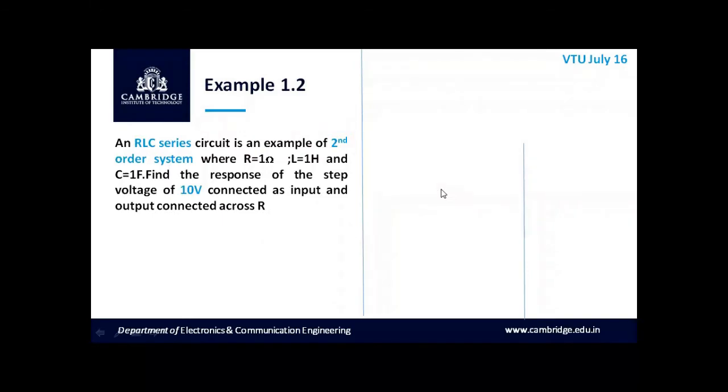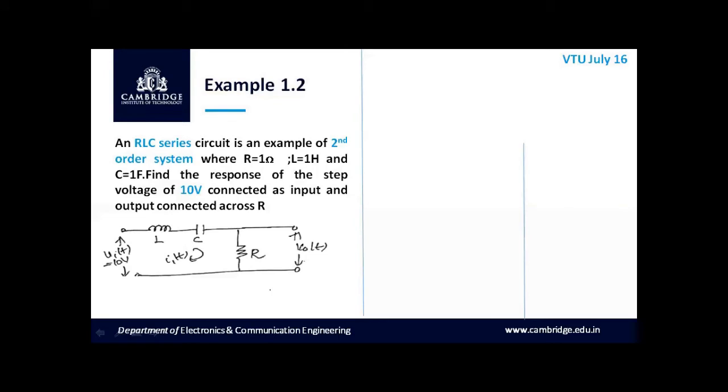An RLC series circuit is an example of a second order system where R is 1 ohm, L is equal to 1 Henry and C is equal to 1 Farad. Find the response to the step voltage of 10 volt connected as an input, and output connected across R. So you have been given an electrical network here with an input of 10 volt.